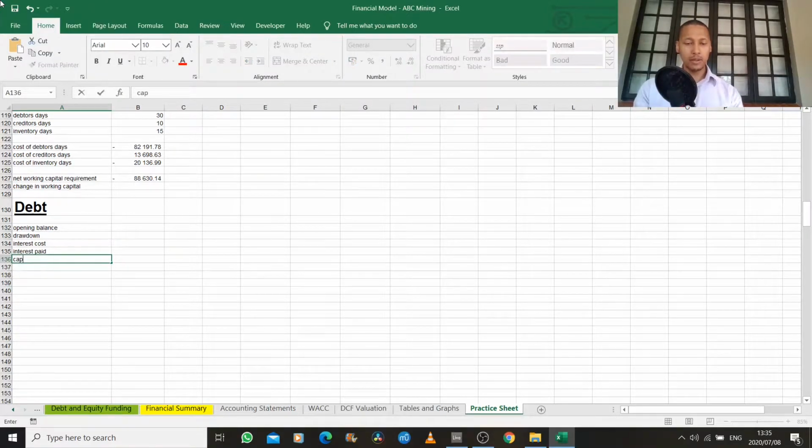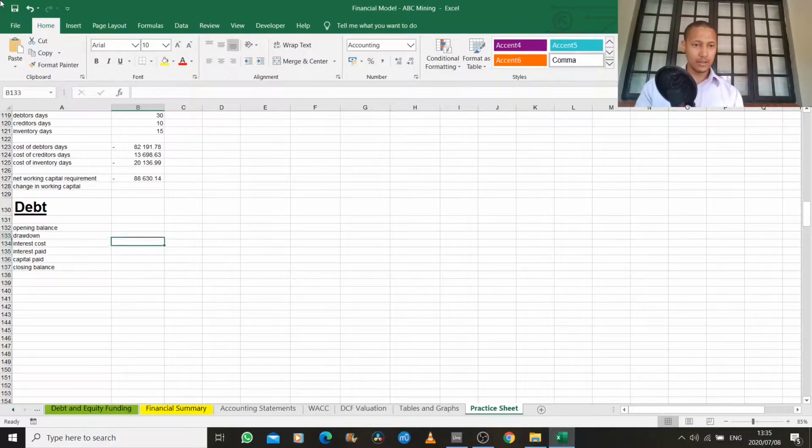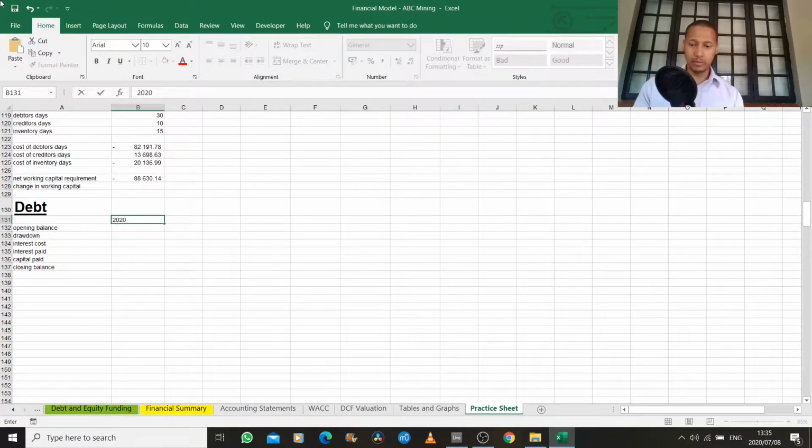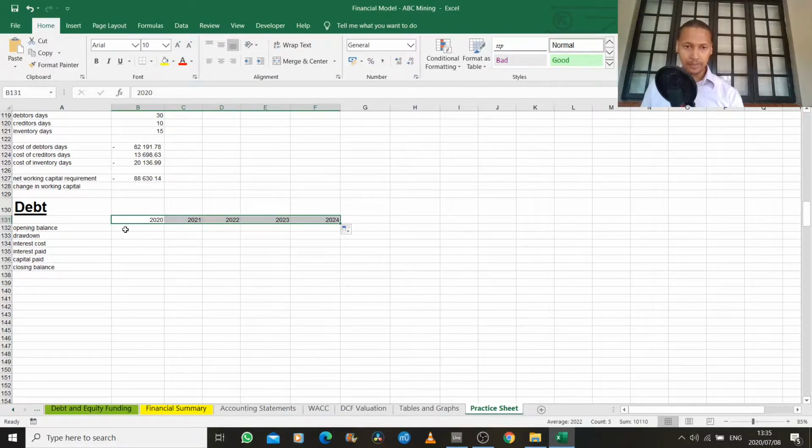And then capital paid. That's just your installments to repay the actual capital amount of the debt. And then we have a closing balance. So let's use 2020 as our base here, and we can just pull that forward. Let's assume that this business is going to have a 5-year debt facility.